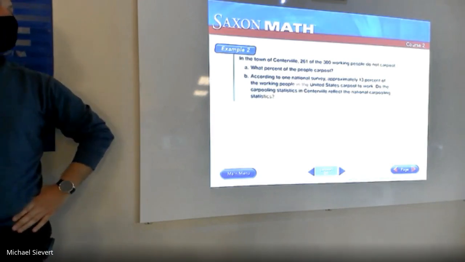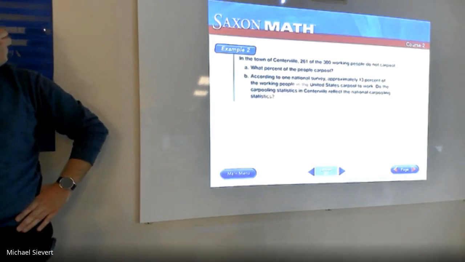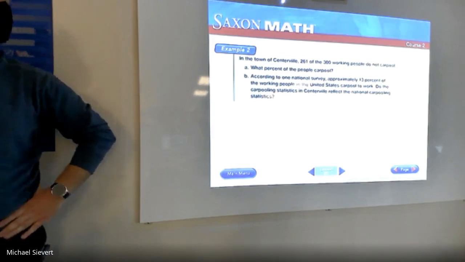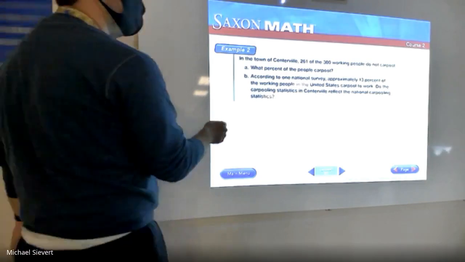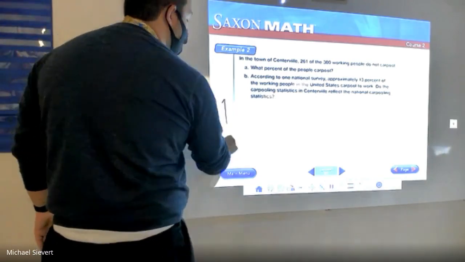Hopefully she feels better. All right, now it says in the town of Centralville, 261 of the 300 people working do not carpool. Who knows what carpooling is? Are you getting the car together? So it says in this town, 261 of the 300. First of all, you gotta draw your box.